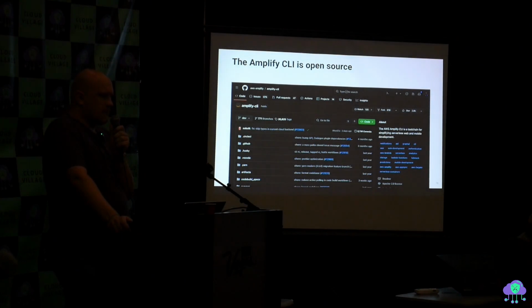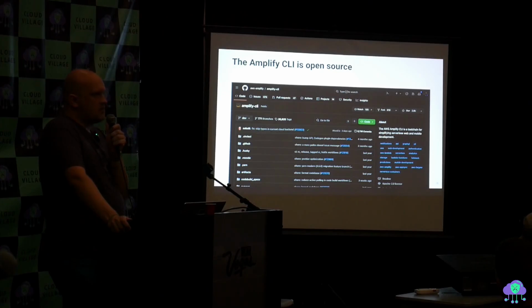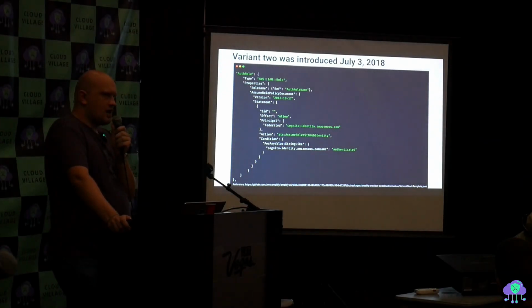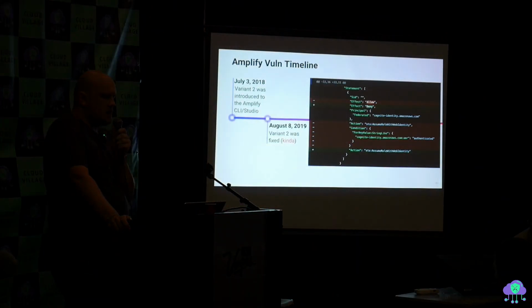What's neat about this vulnerability, and why it's personally one of my favorites, is this is a rare circumstance where we're actually able to know not only how this vulnerability was introduced, but when. And that's because the Amplify CLI is open source. And by digging through the commit history, we can actually see how and when these vulnerabilities were introduced. Now, I do want to be respectful for time, since we did start a little bit late. To quickly summarize this, the variant 2 issue was introduced in July of 2018.